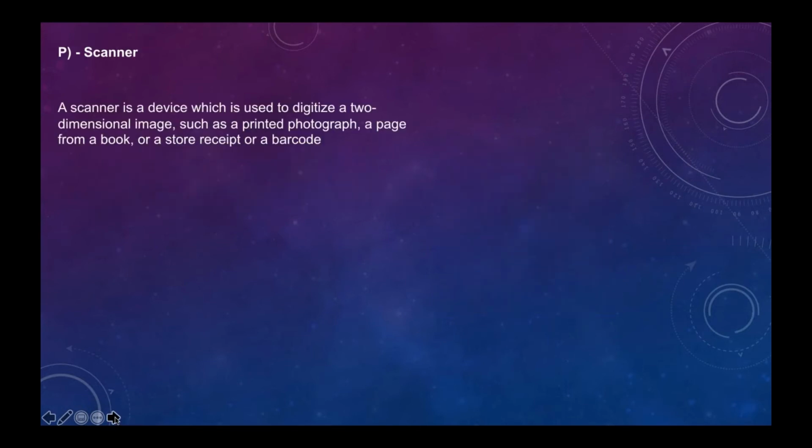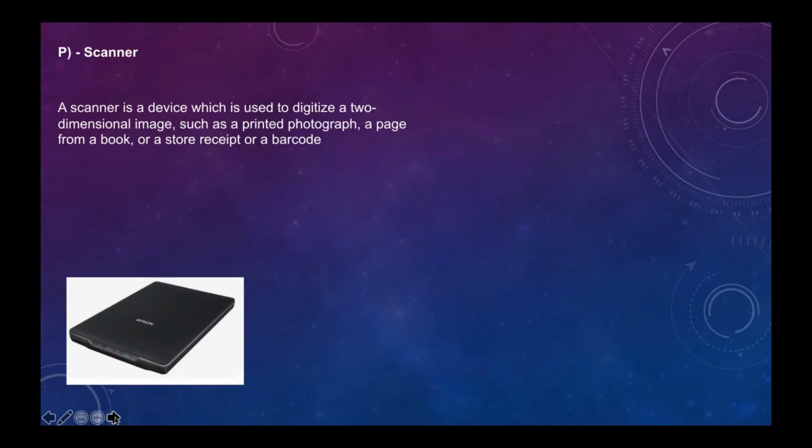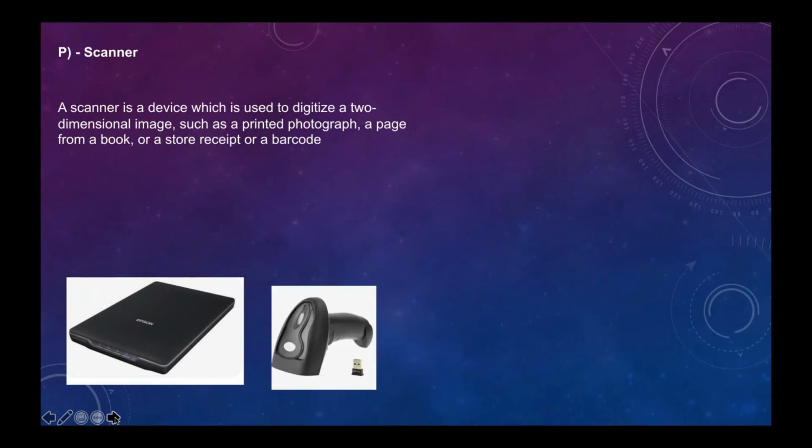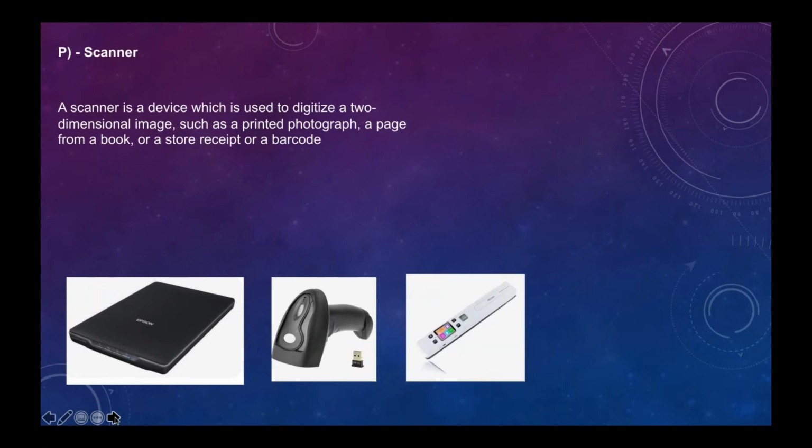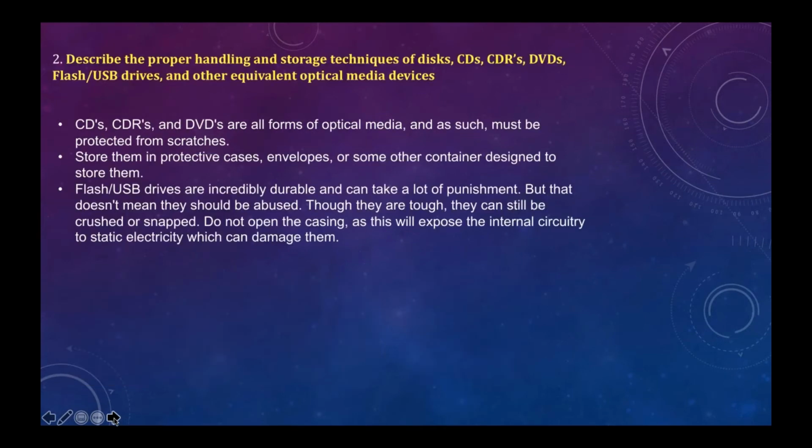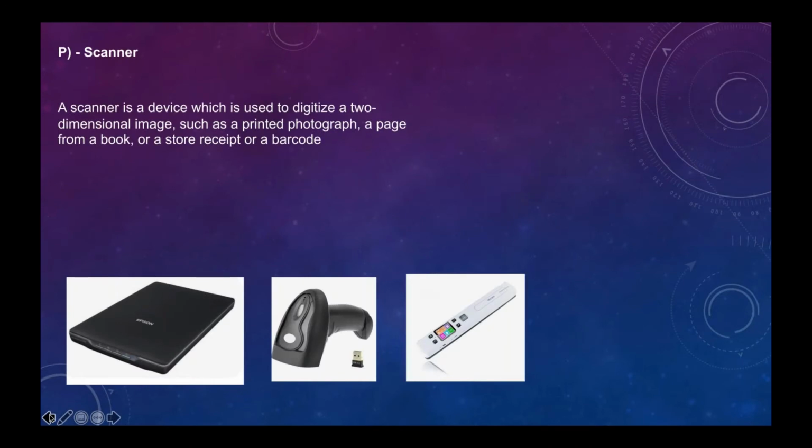And then a scanner. We've got a scanner that is just an ordinary scanner. Some are used when you go to the shops, they scan the barcodes, and we've got some handheld scanners. Basically those are your scanners. They scan the image or the paper that you have and take the image into a computer, right?